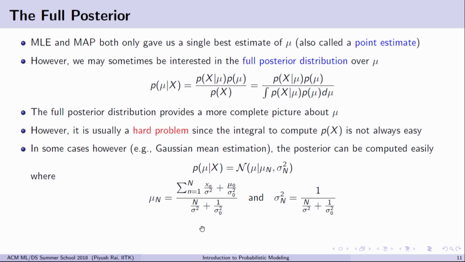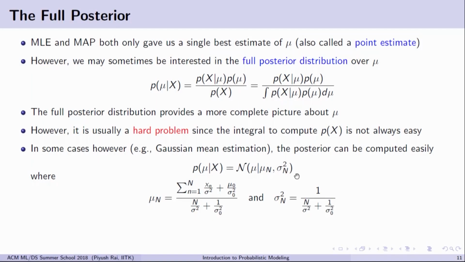Okay, so what additional information do we have when we are finding the full posterior? Well, we don't have a single best estimate. We actually have a full posterior distribution over mu, which has both a mean and a variance. This sigma squared is telling us about the variance, or uncertainty, that we have about our estimate of mu. Now pay attention to the form of this variance.